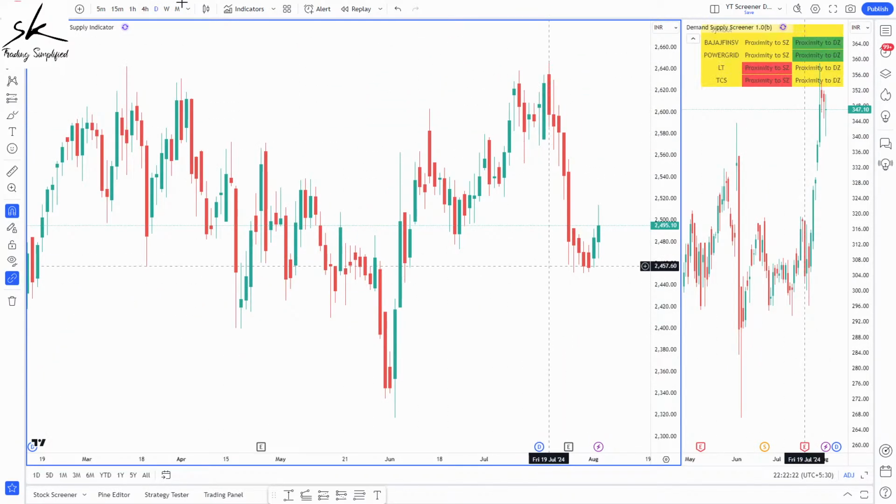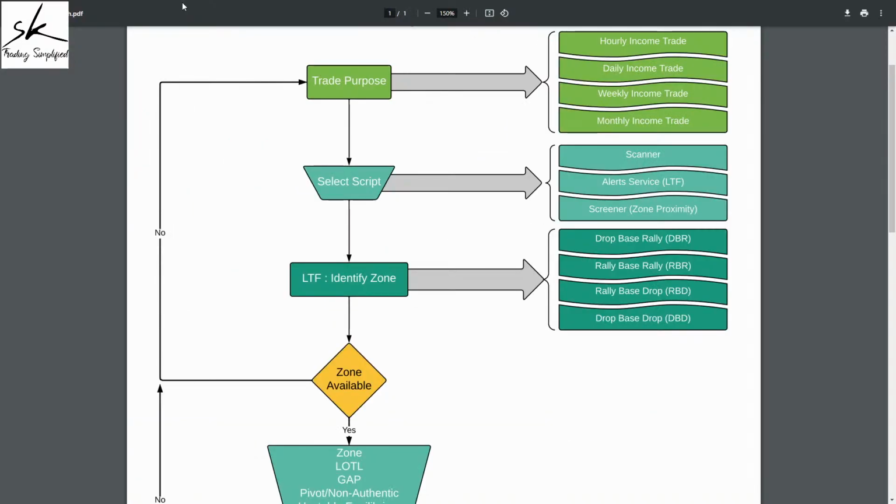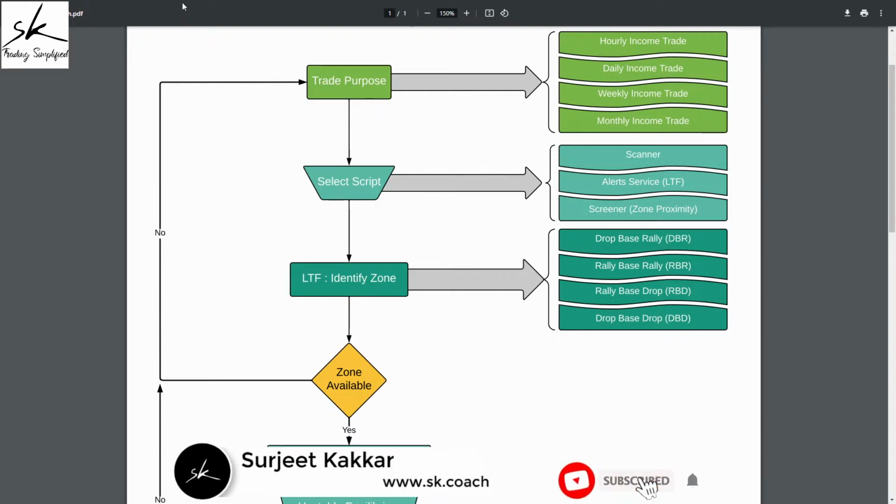It helps you identify symbols where the current candle is closer to the zone. Whether that zone was formed today or a week ago or a month ago or a year ago or 10 years ago, doesn't make any difference. As long as you're within that proximity range, it will shortlist it for you, right? So that's what the screener is all about.